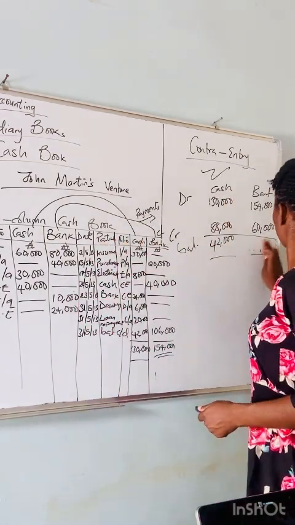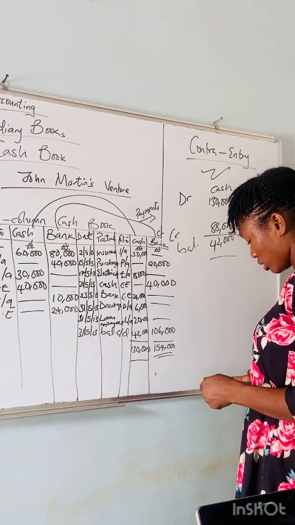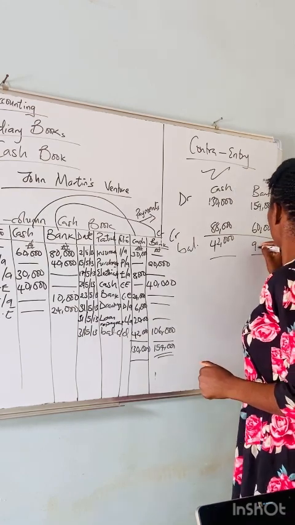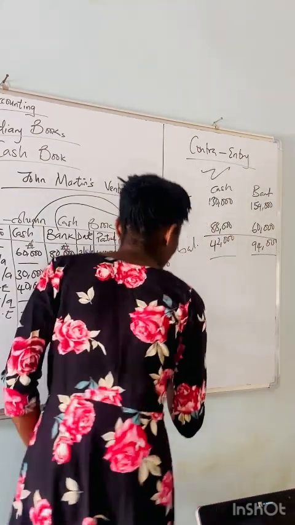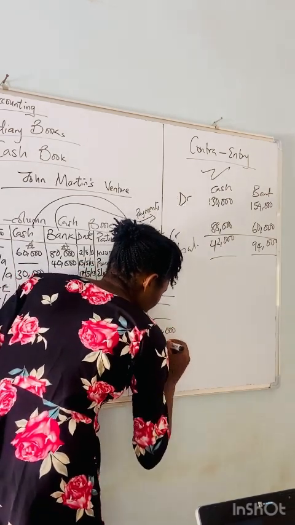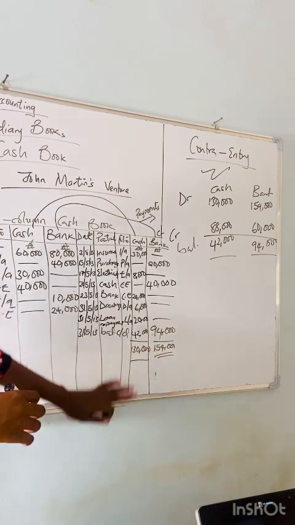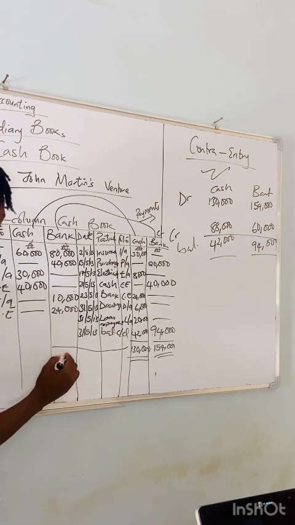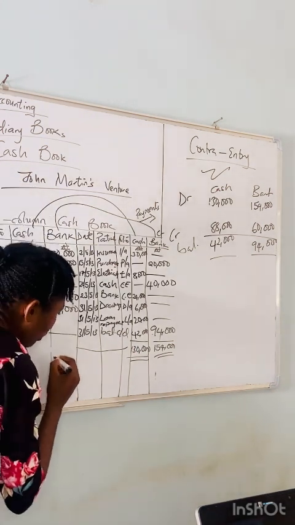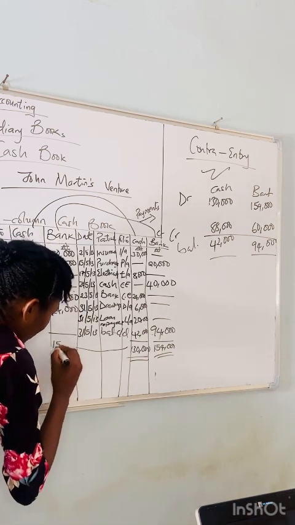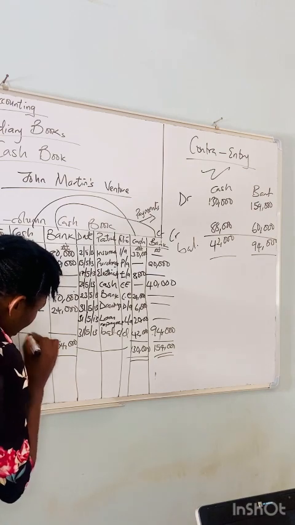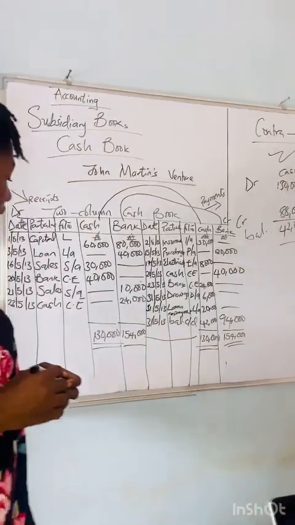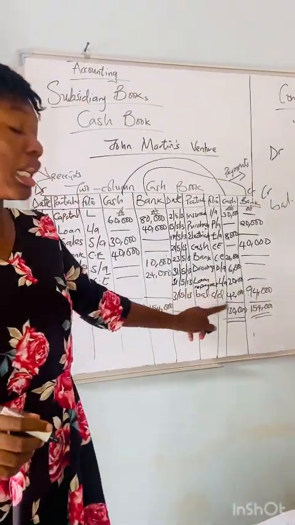Sorry, that should be 90. So that should be 94, a balance of 94. So we'll be having 94,000. All right, so that will be giving us 150, 430. Okay, so on the same line, we take this to our cash, and then we balance off. For the bank, we'll be having an amount of 154,000 naira, and then we have 130,000 naira. This is our total, but we're able to make them agree by introducing our balance carried down.